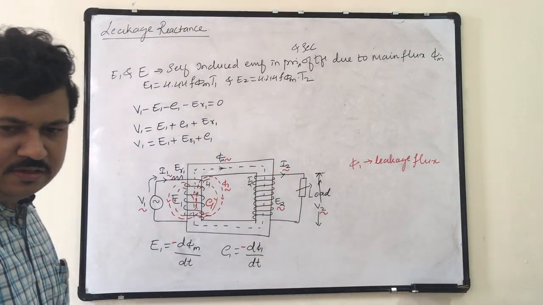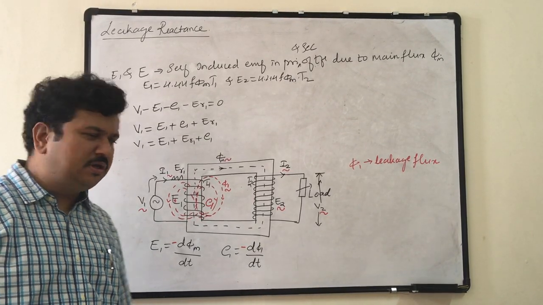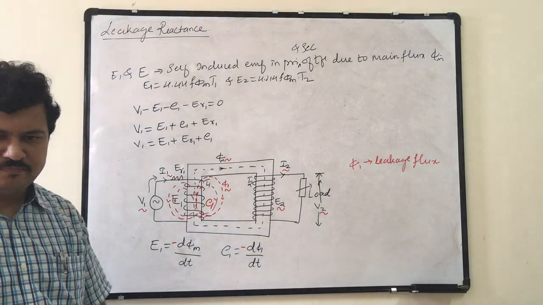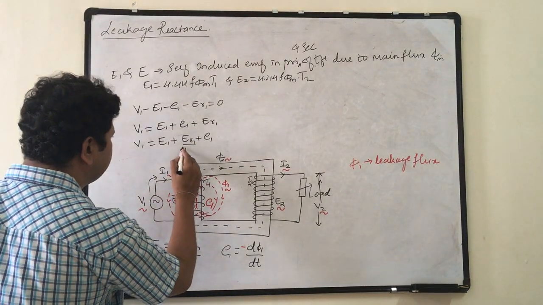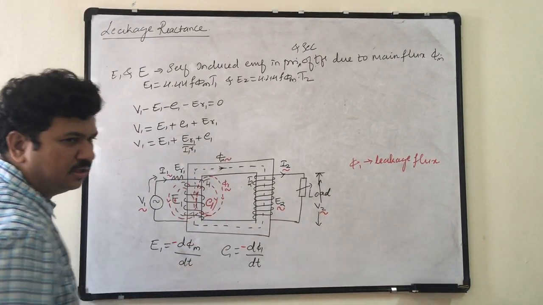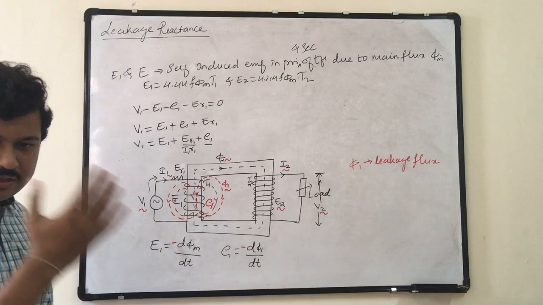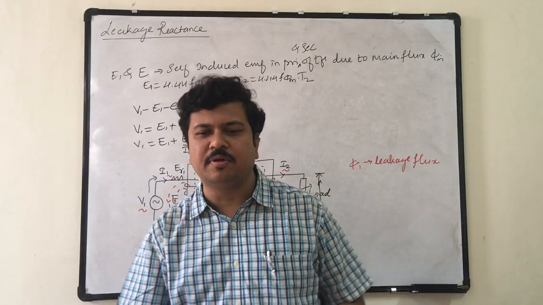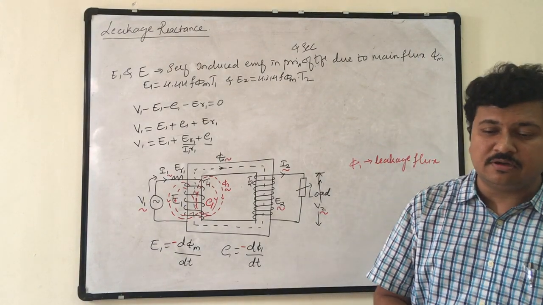Capital E1 is the RMS voltage of self-induced EMF in primary due to main flux. Capital ER1 is the voltage drop, that is I1R1, nothing else. Then what is this E1? How do I represent this E1? That is the biggest problem now, because it is an EMF induced due to the inductance of the coil.